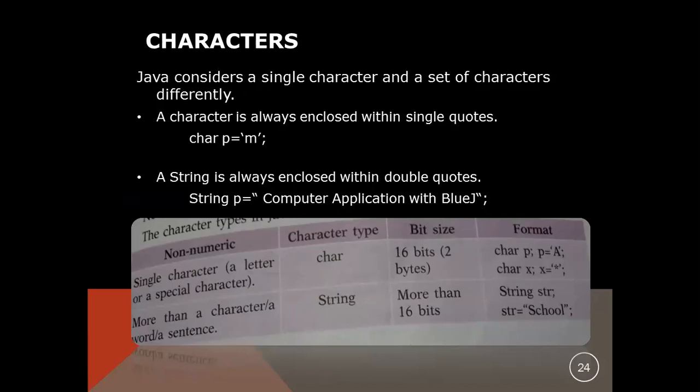Next type is characters. Java considers a single character and a set of characters differently. A character is always enclosed within a single quote, as you can see in the example: char p is equal to 'm'. Now, char can store only a single character, and that too within a single quote, whereas a string is always enclosed within double quotes. As you can see, String p is equal to, in double quotes, "Computer Application with BlueJ".